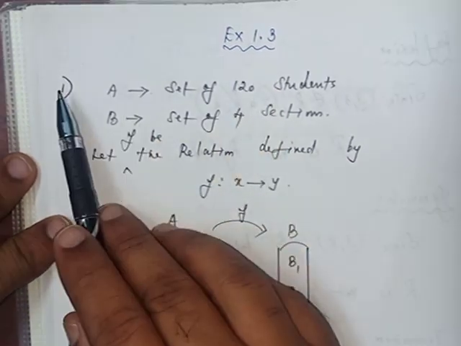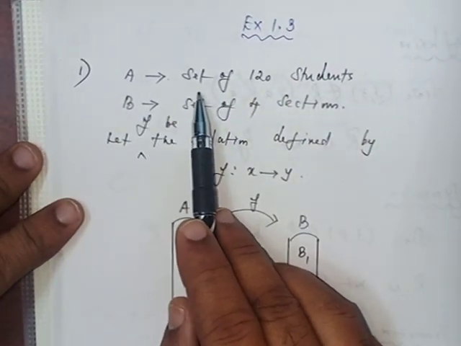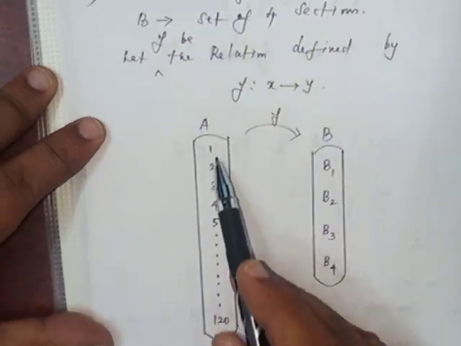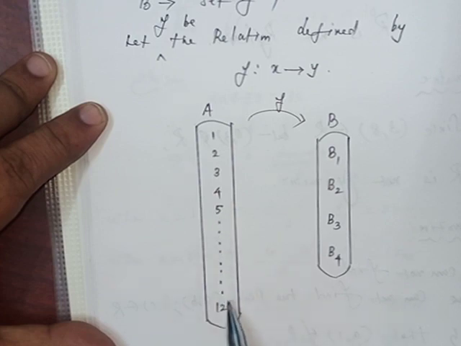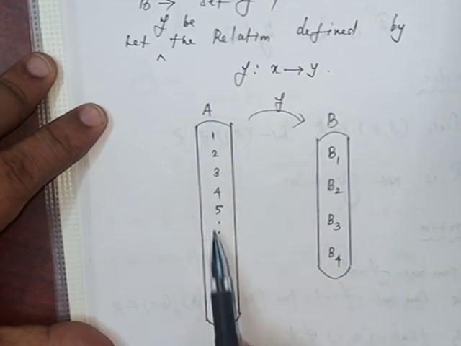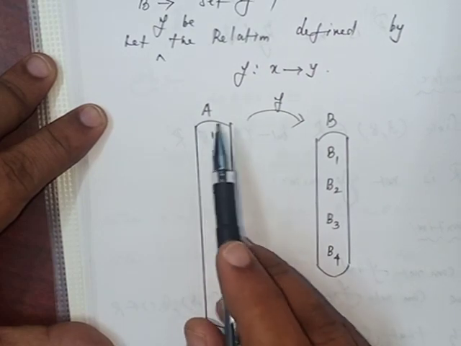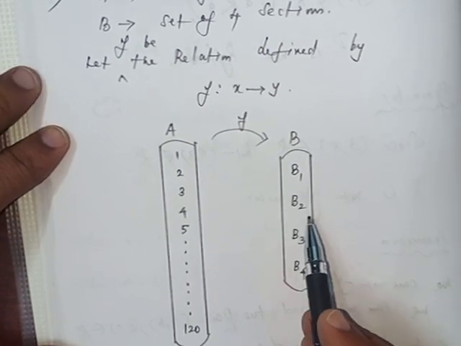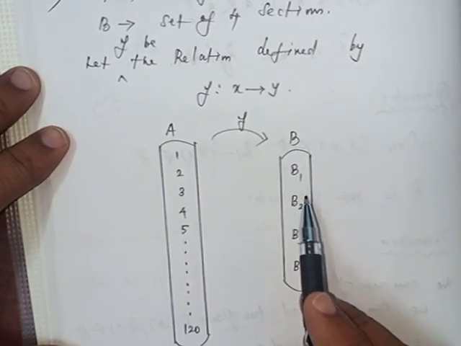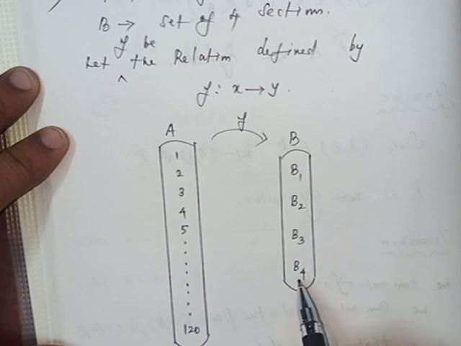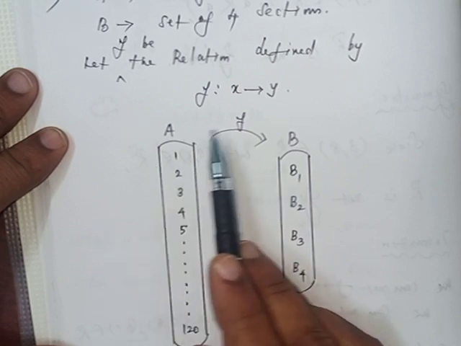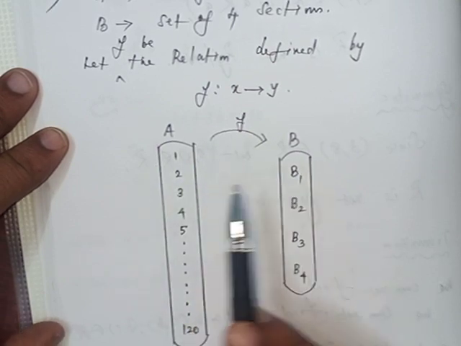Exercise 1.3, problem number 1. Here set A represents the set of 120 students, B represents the set of 4 sections. I have taken here 1, 2, 3 up to 120. So 120 students, that is the domain. Set A represents the domain. And 4 sections are there. I consider them as B1, B2, B3 and B4. Each and every one is a section of 11th standard, 4 different sections. We have to verify whether the relation f from A to B is a function or not.